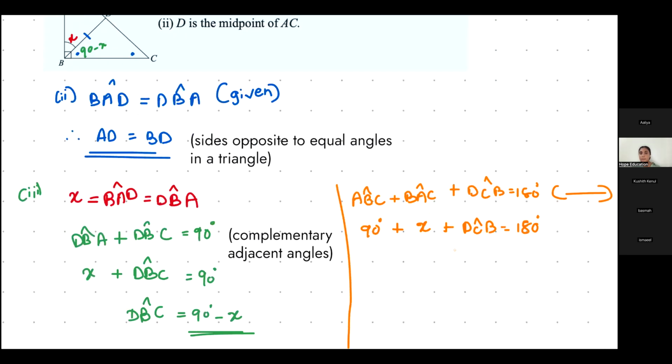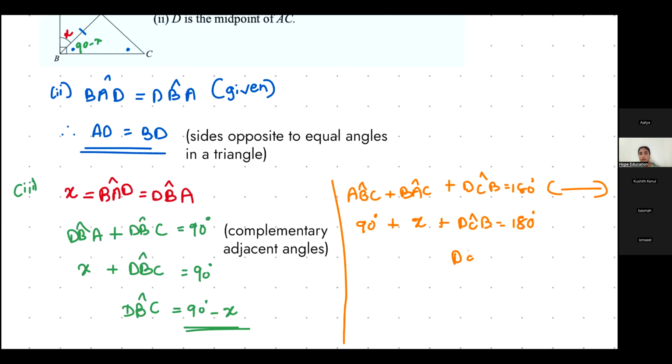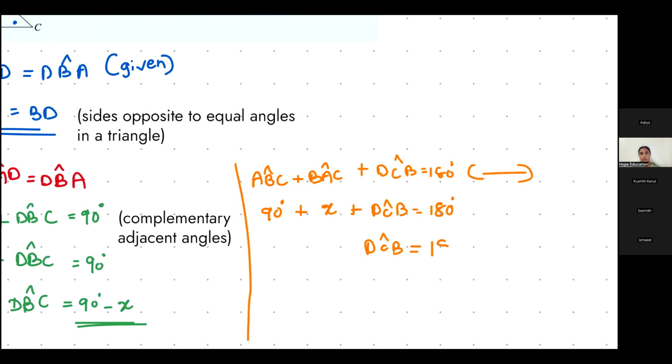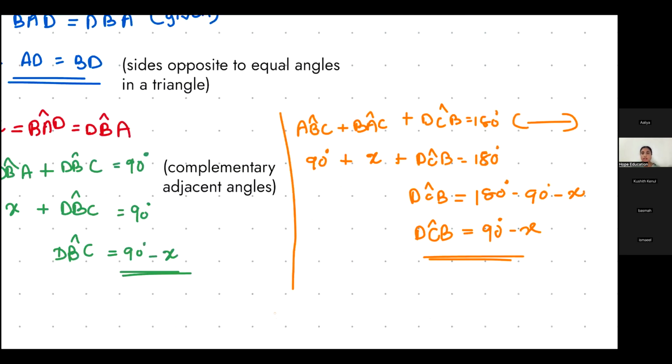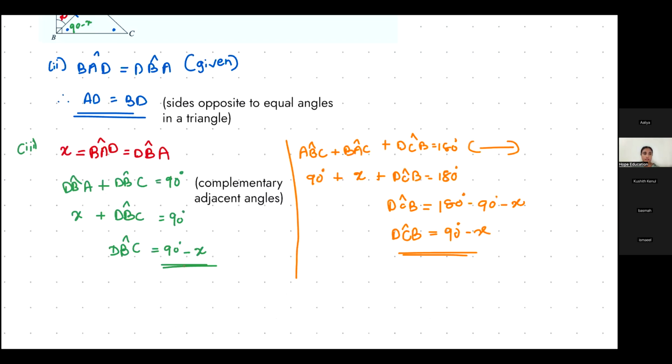So DCB equals 180. This 90, when I bring it to this side, becomes minus 90. This x, when I bring it to this side, becomes minus x. So DCB equals 180 minus 90, which is 90, so 90 minus x. So DBC is 90 minus x. DCB is also 90 minus x. If I label this as equation 1 and this as equation 2, these are equal.